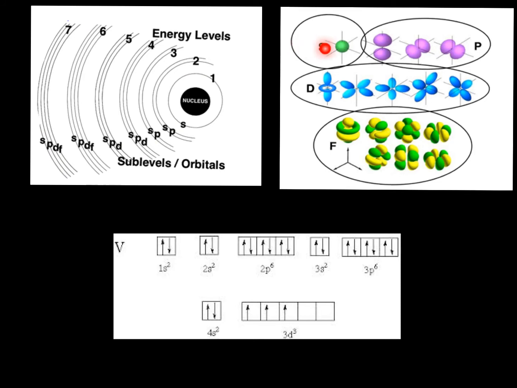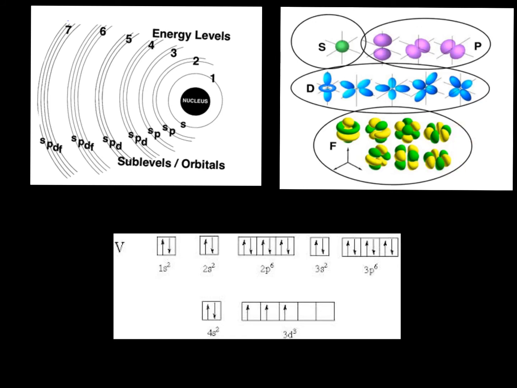My s sublevel has one orbital. Each orbital holds 2 electrons, so each s can hold 2 electrons because it has one orbital. A p can hold 6 electrons, therefore it has 3 possible orbitals, 3 possible locations for electrons to live, each of which can hold a maximum of 2 electrons because of the repulsion. D, 10 total electrons, so 5 possible orbitals. F, 14 total electrons, 7 possible orbitals.